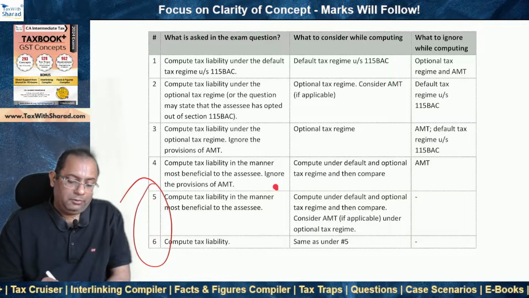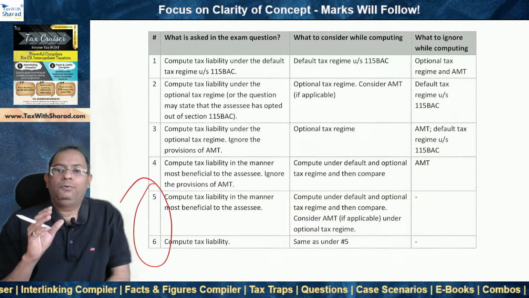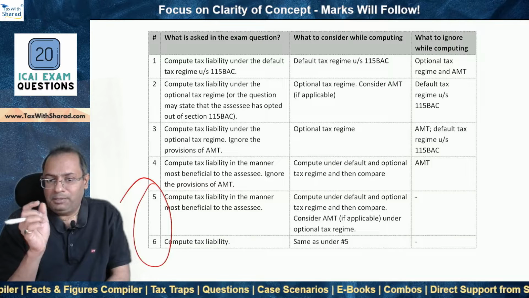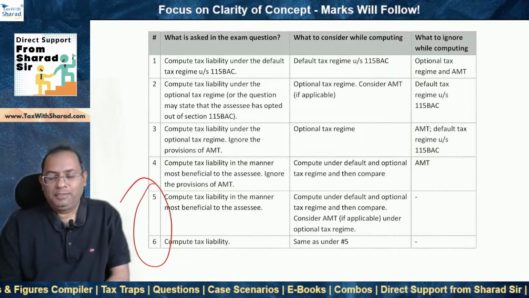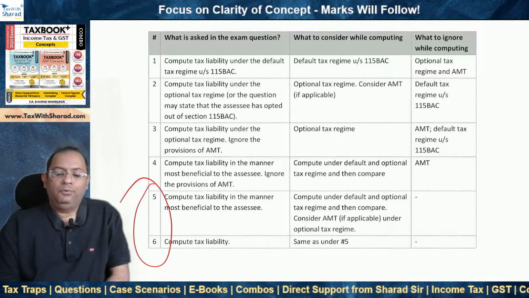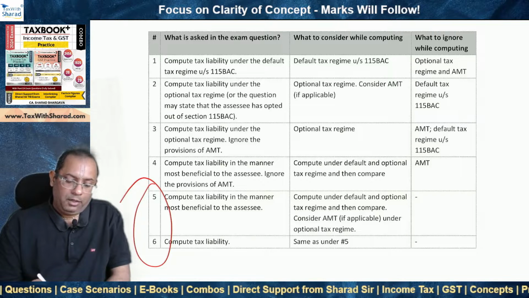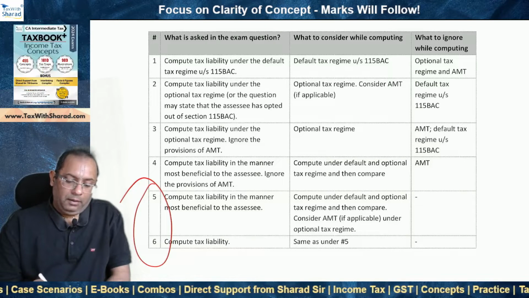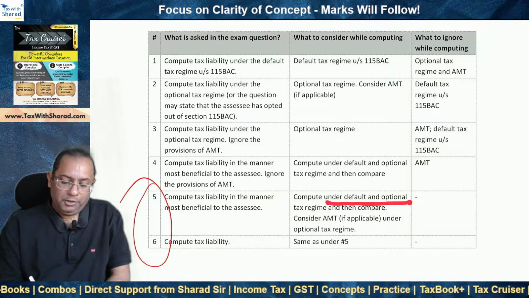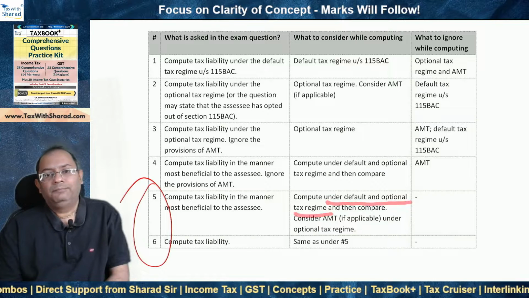Now, in such cases, the question will not refer to, or the question will not ask you to make computation under a specific tax regime, default or optional tax regime. It will not mention anything about AMT. So what you will need to do is you will need to compute the total income and the tax liability both under the default tax regime and the optional tax regime.